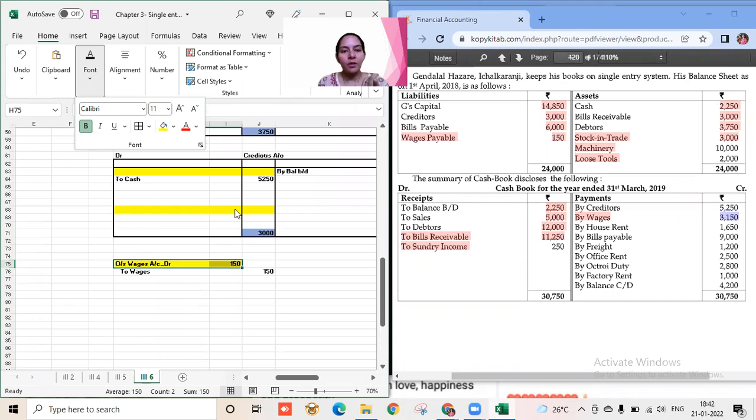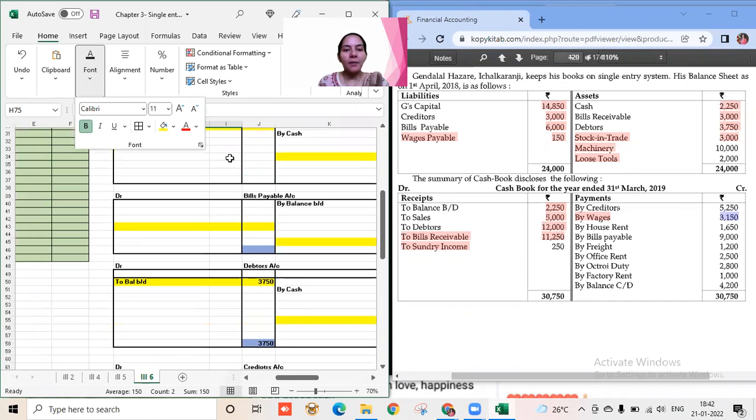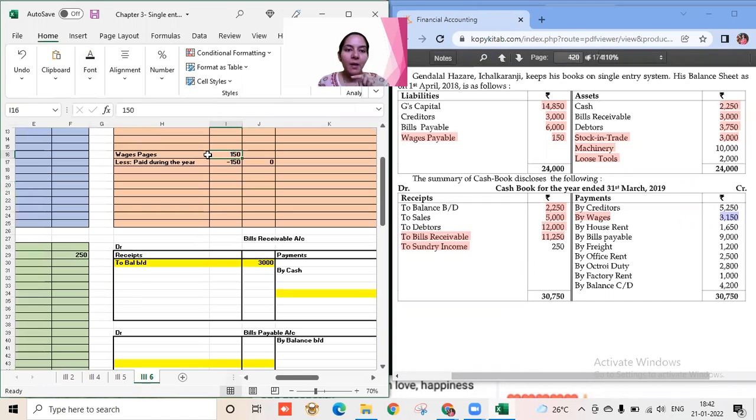So I had an opening balance of liability 150, but now I passed another entry because this was not passed by the accountant. He made a mistake. So when I pass this entry, current year 150 will be reduced from this. So my liability becomes 0.